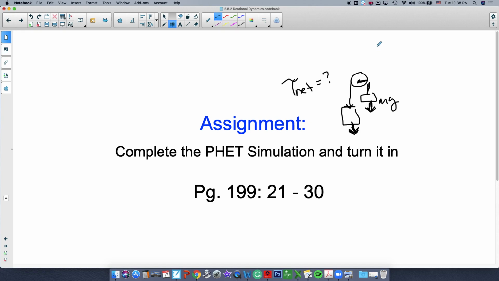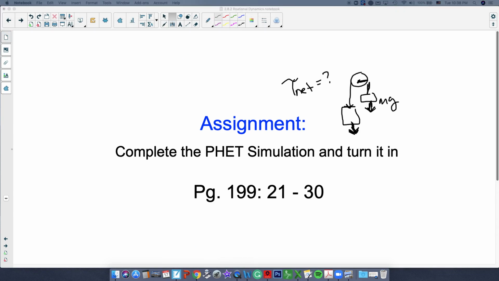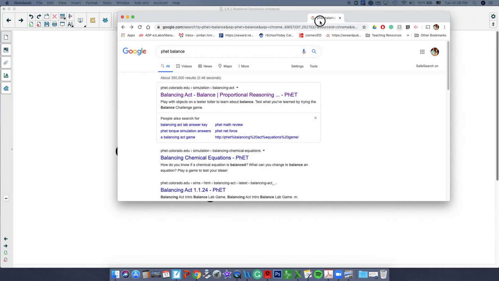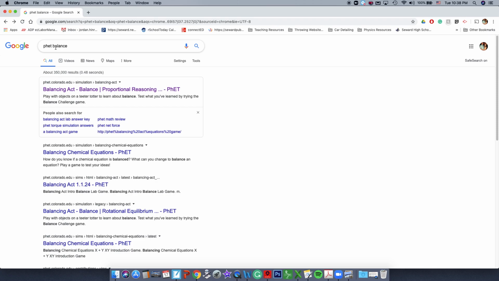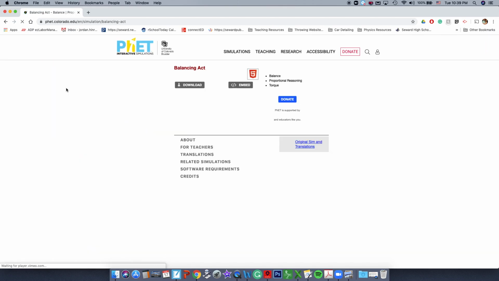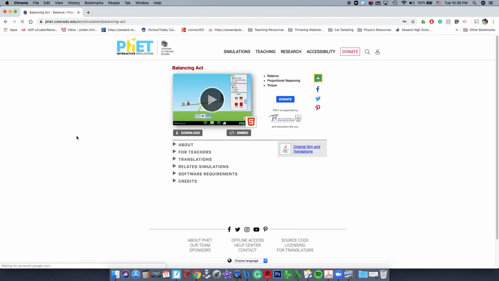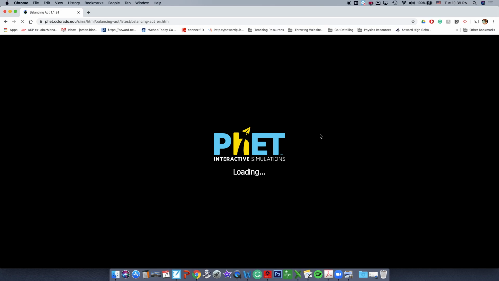Okay, so let's go to this PhET simulation. All right, so let's go to my internet browser, and I'm going to drag a screen over here. I'll have the link for you, but you can type in PhET balance, and you will get Balancing Act. That is what you want. You're looking for that one, and this will be the screen that you get. Okay, and then we can click on this. And then we get to the screen.